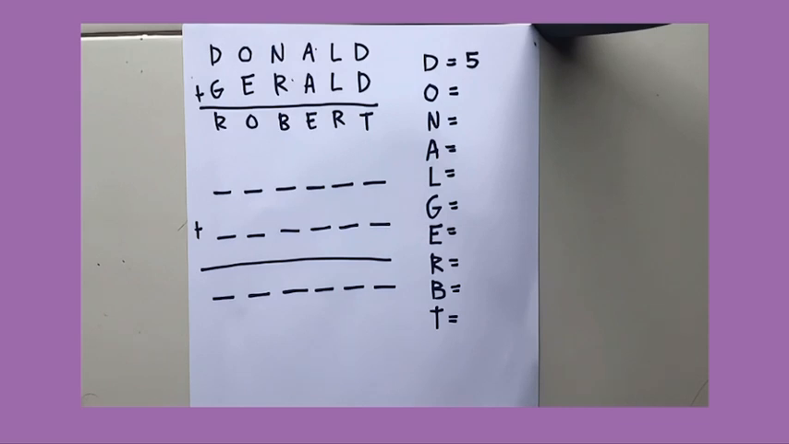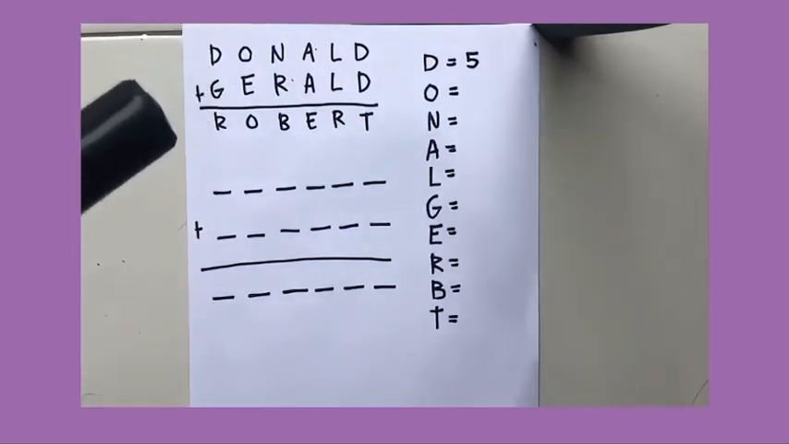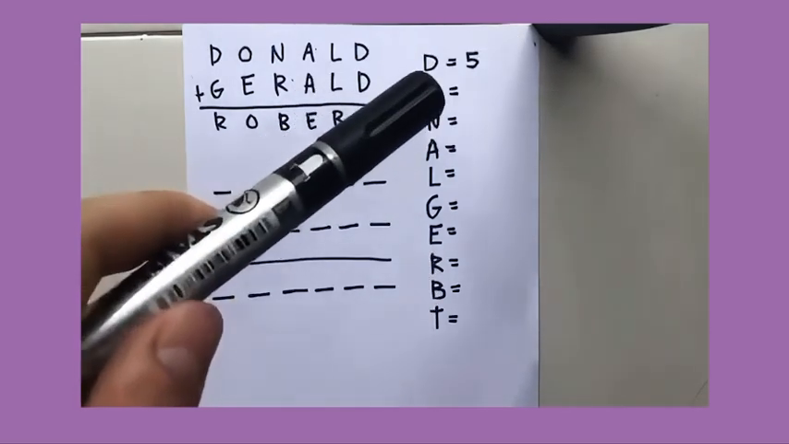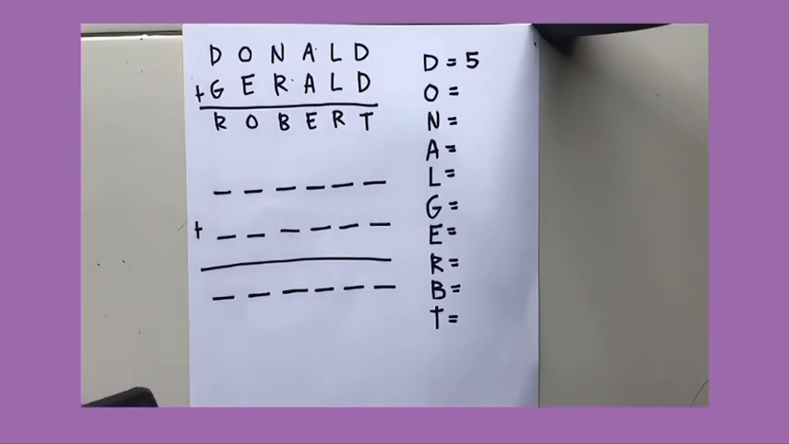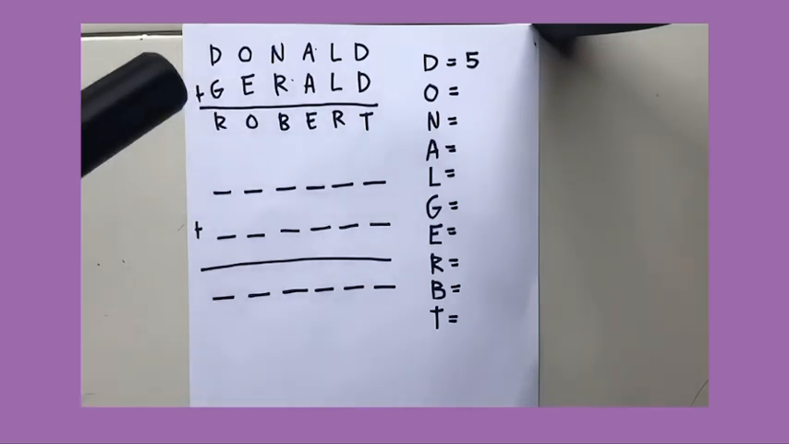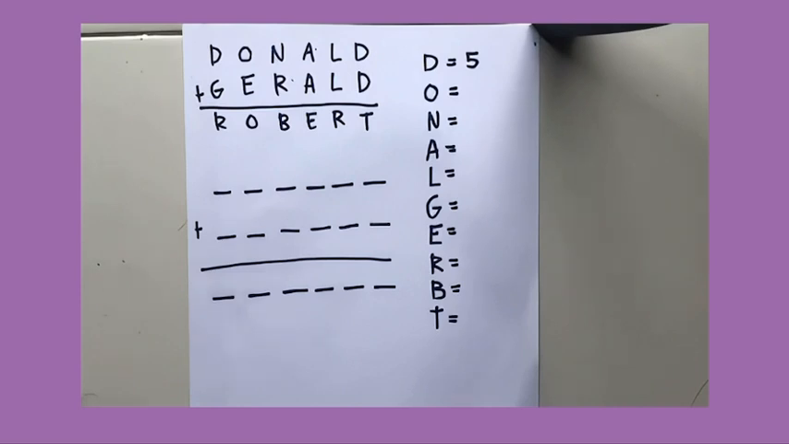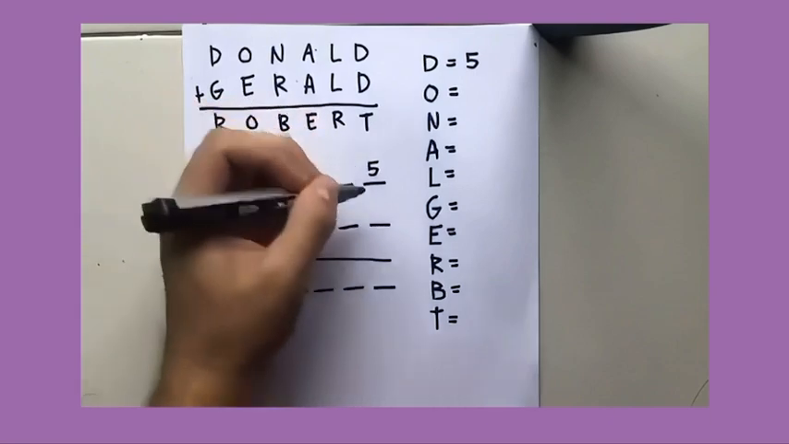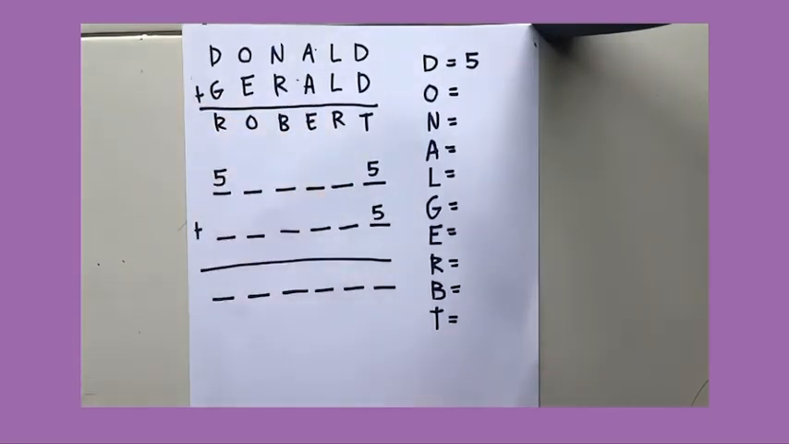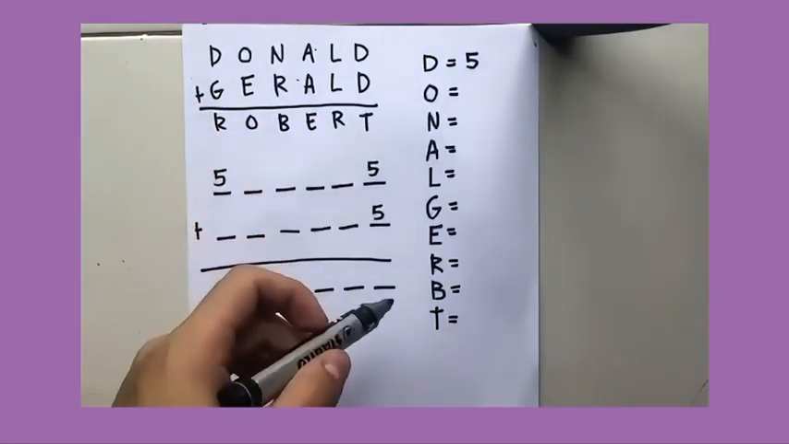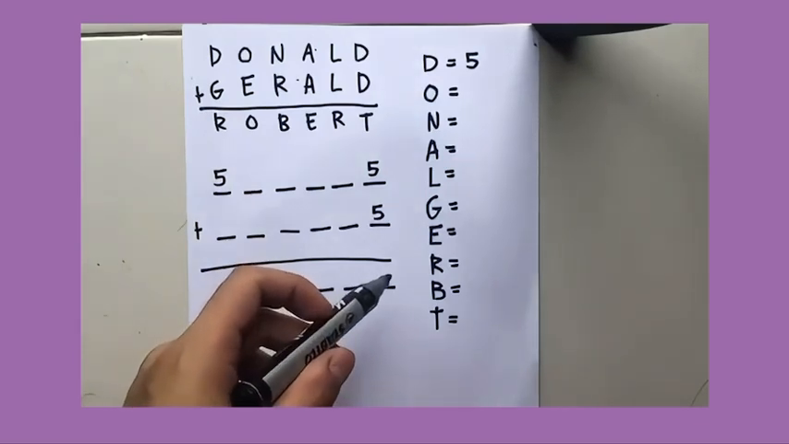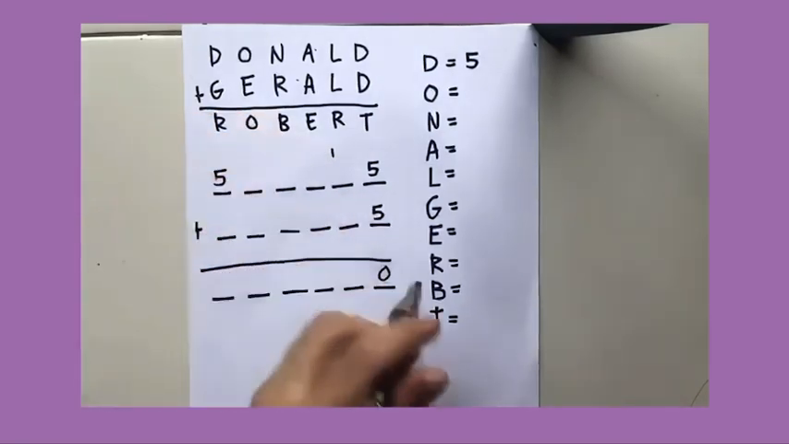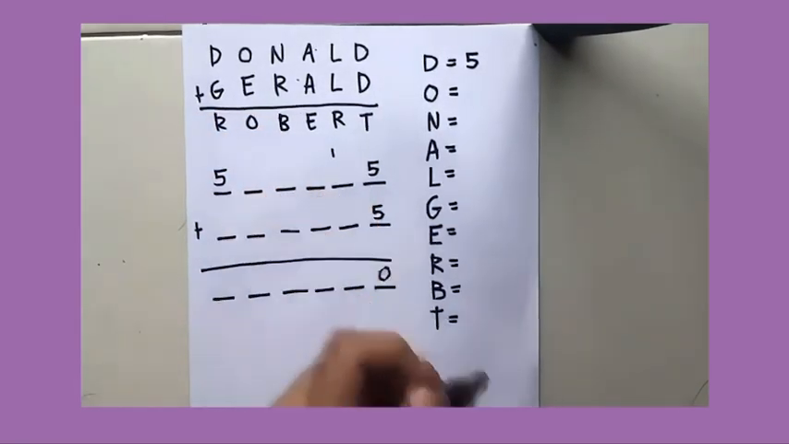So we have here DONALD plus GERALD is equal to ROBERT. And we are given that D is equal to 5, so we can substitute the D's with 5. So let's put 5 on the D's. Since 5 plus 5 is equal to 10, here we will put a 0 and a carry 1 here. So we can conclude that T is equal to 0.